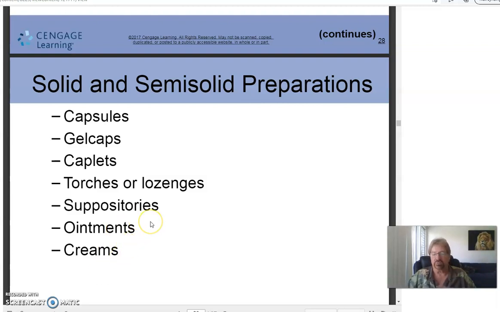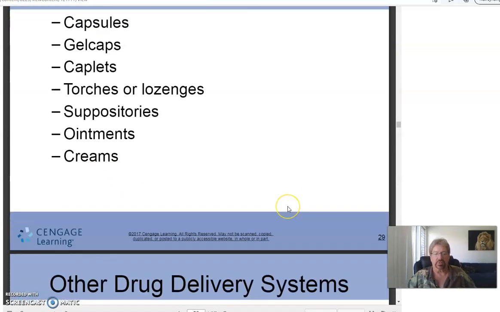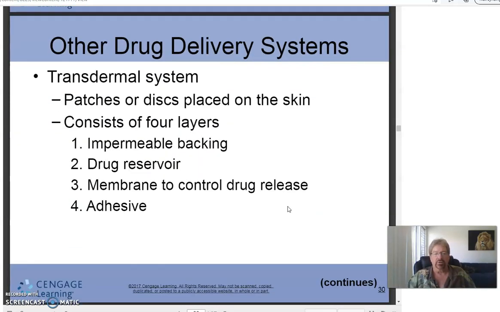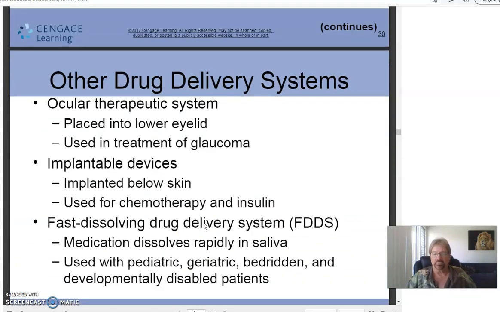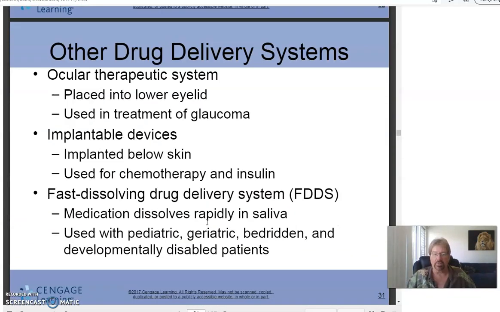Ointments and creams are rubbed on the surface of the body. You can also have transdermal patches like nicotine patches. Four layers: impermeable backing, the drug reservoir, membrane to control drug release, and adhesive. Very high tech. It's pretty impressive. They're able to dispense the medication at the proper amount.